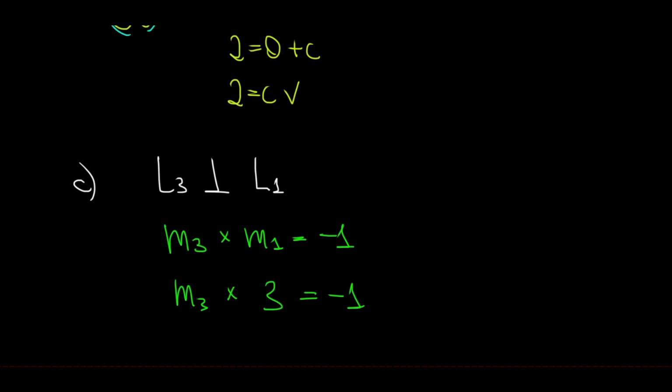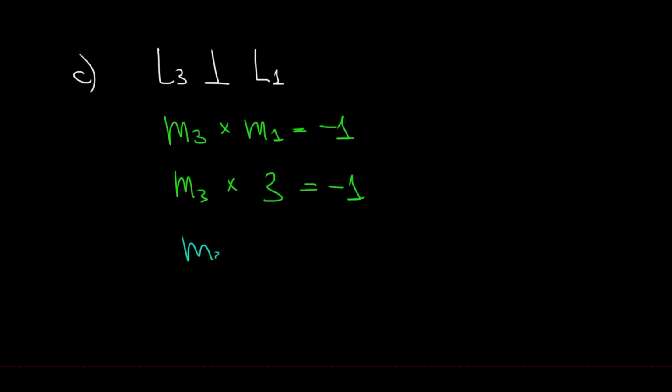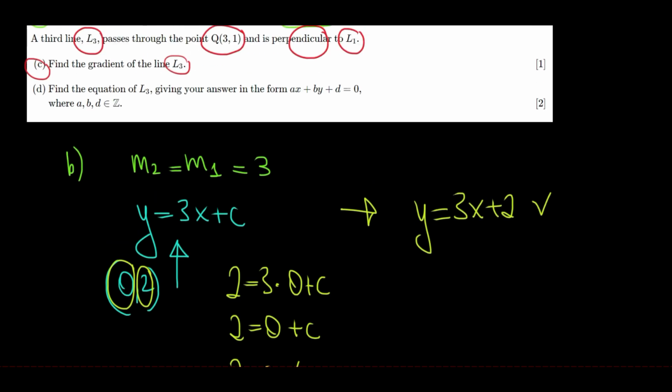And then m3 equals minus 1 over 3. And we are done. That's the answer to this question. Let's carry on. Question D, the last part.